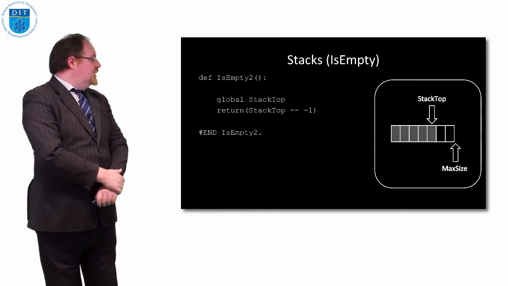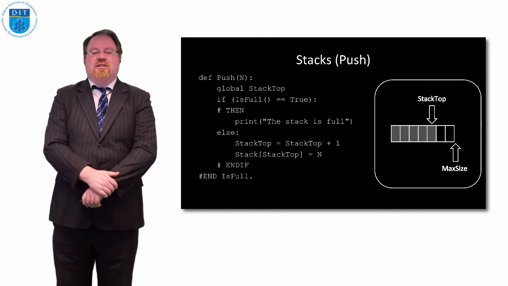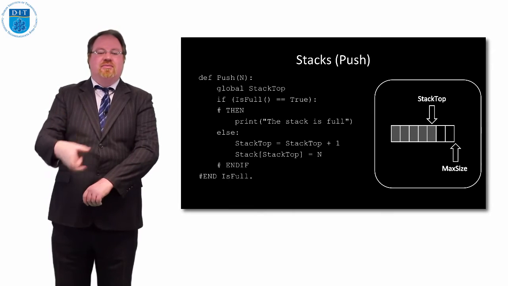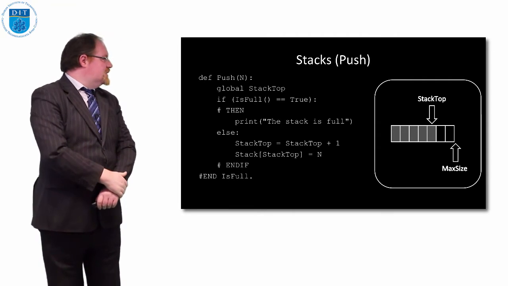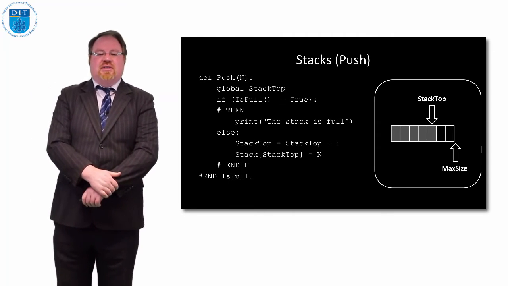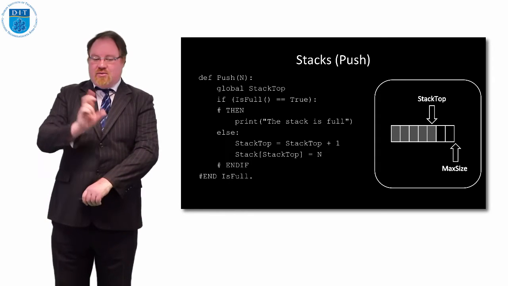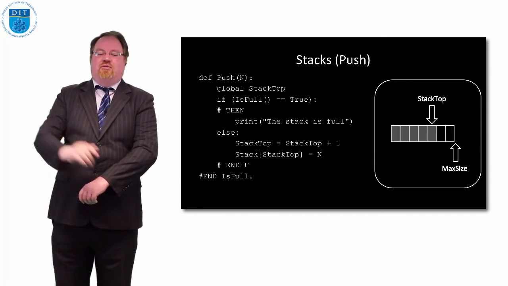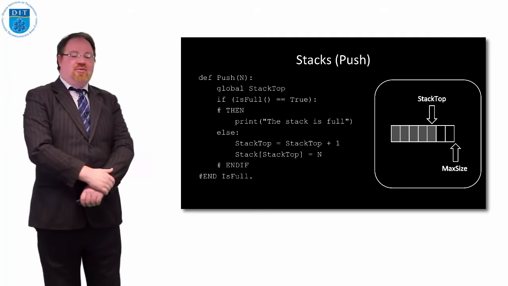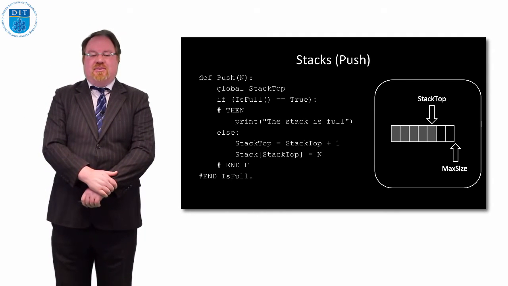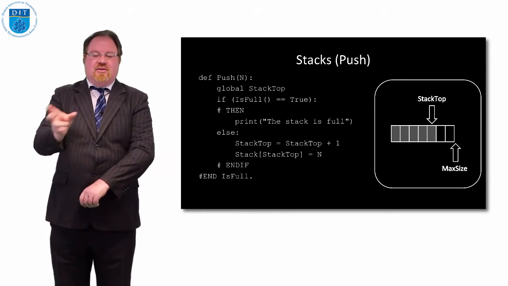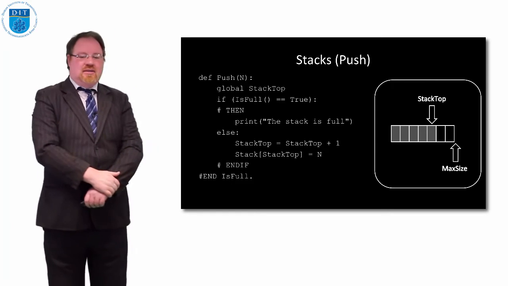How do we push a value on? Again, we need to remind the program that stackTop is global. We check if it's full. If the stack is full, then we just print out a message saying stack is full. Else, we add 1 to stackTop, and then we write the value n into whatever the array stackTop is pointing at, the value stackTop in the array stack.